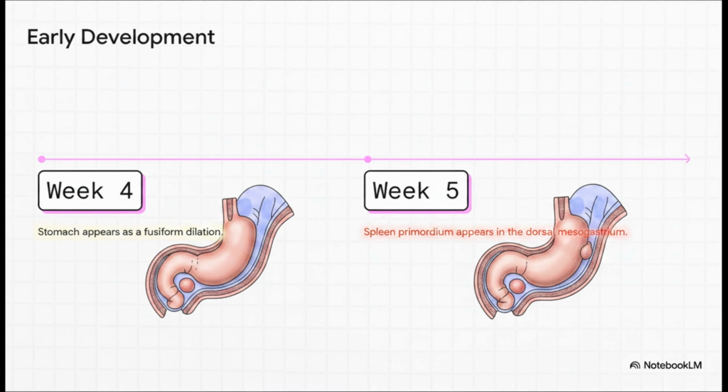Back in the 4th week, as we know, the stomach does its initial fusiform bulge thing. Just 1 week later, boom, week 5, the spleen primordium enters the chat. It starts as a mesodermal proliferation sandwiched right between the 2 leaves of that dorsal mesogastrium, which, remember, is actively being pulled over to the left.